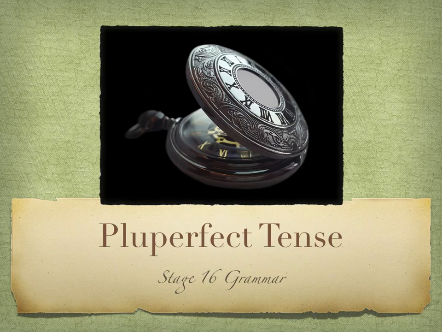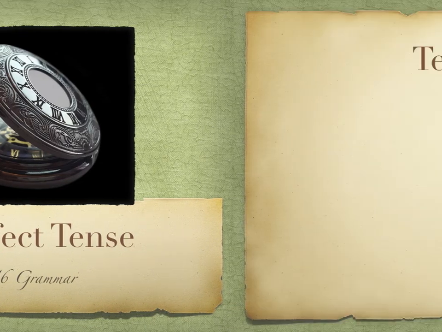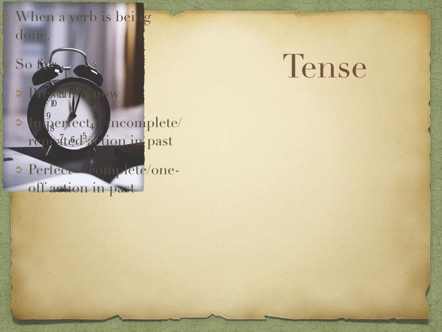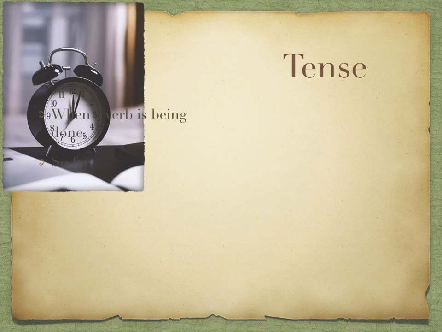In stage 16 we meet a new tense, the pluperfect. You'll remember that tense refers to when a verb is being done, and we've met 3 different tenses so far. Firstly, we've got the present tense, which is happening now. For example, I eat, I am eating, I do eat, and those endings are o, s, t, mus, tis, nt.